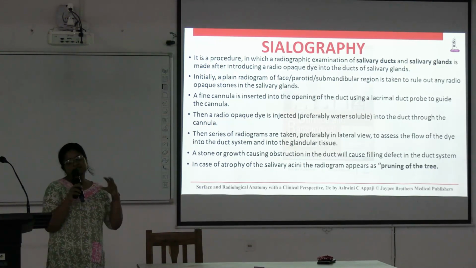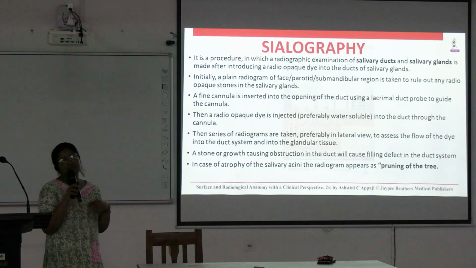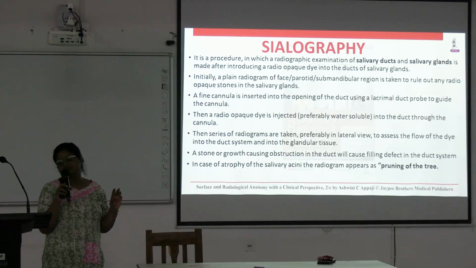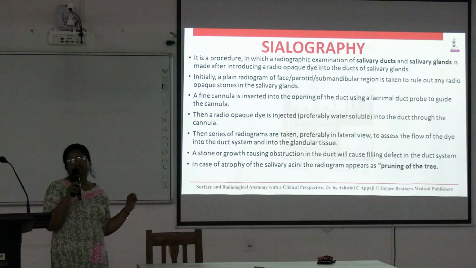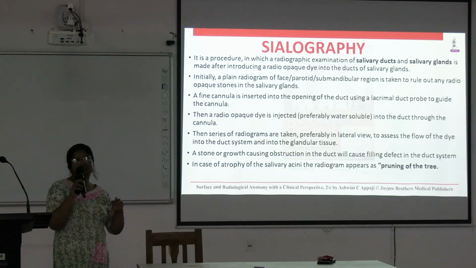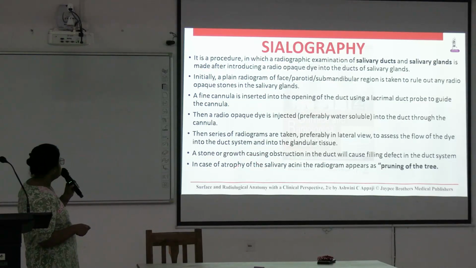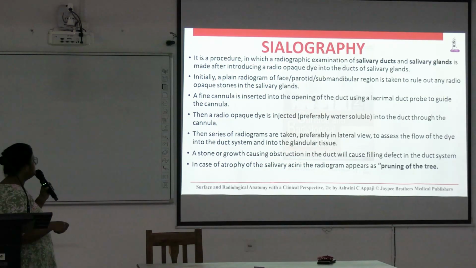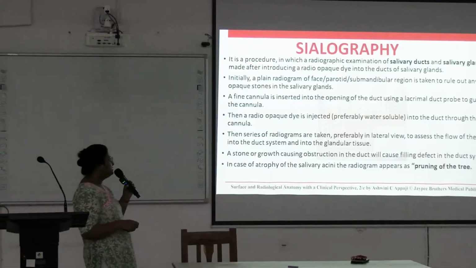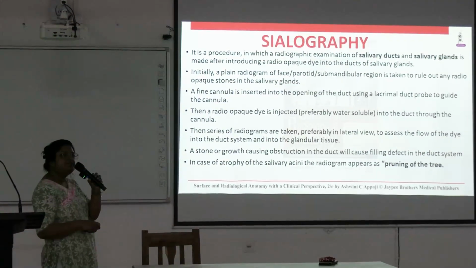Distal to the blockage, that part of the duct system will not be visible, even in case there is a growth in the duct or any stone obstruction in the duct. Next, in case of atrophy of the salivary acini, the radiogram appears as pruning of the tree.